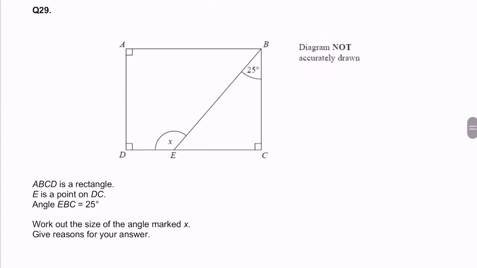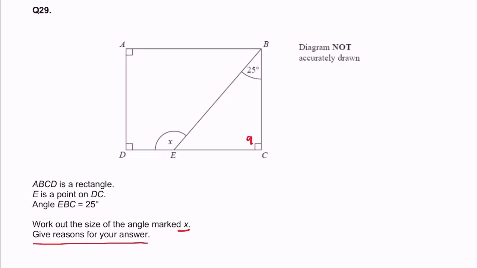Question 29, an angle question. ABCD is a rectangle, E is a point on DC, angle EBC is 25. Work out the size of the angle marked X, give reasons for your answer. Give reasons, we can put the reasons down later. Let's go ahead and work out the angle.